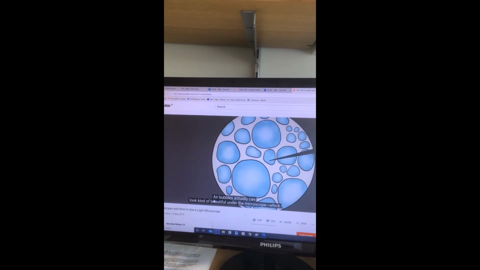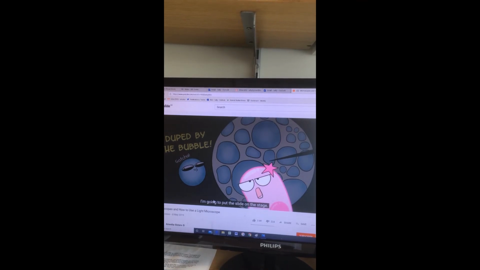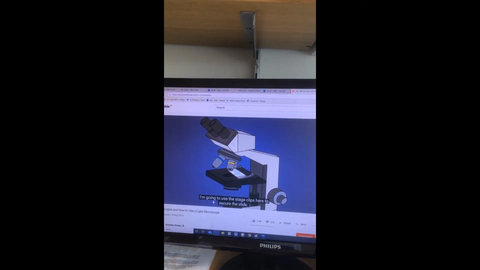Air bubbles actually can look kind of beautiful under the microscope, which can lead to great disappointment when you find out they're not some amazing microscopic organism, but rather just an air bubble. Something I may or may not know by experience. I'm going to put the slide on the stage. I'm going to use the stage clips here to secure the slide.